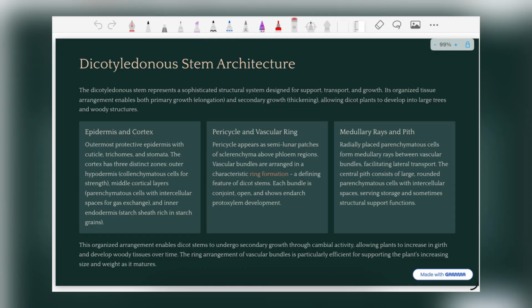Dicotyledonous stem architecture. The dicotyledonous stem represents a sophisticated structural system designed for support, transport, and growth. Its organized tissue arrangement enables both primary growth, elongation, and secondary growth, thickening, allowing dicot plants to develop into large trees and woody structures. Epidermis and cortex. Outer protective epidermis with cuticle, trichomes and stomata. The cortex has three distinctive zones: outer hypodermis, collenchymatous cells for strength; middle cortical layers, parenchymatous cells with intercellular spaces for gaseous exchange; and inner endodermis, starch sheath rich in starch grains.